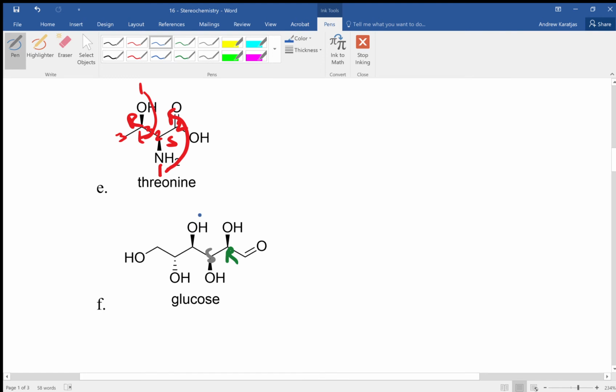Moving over to the next alcohol, top priority is the OH. Second is to the right. Third to the left, we have R.